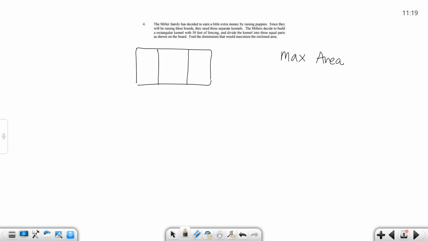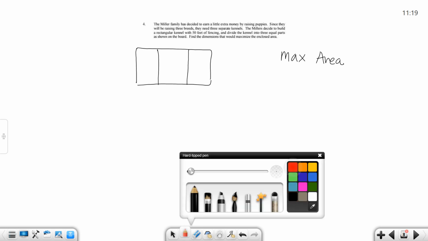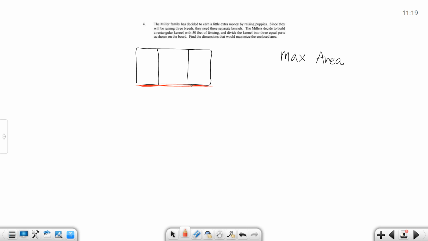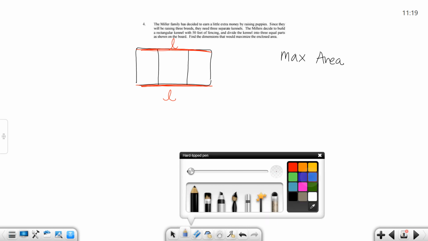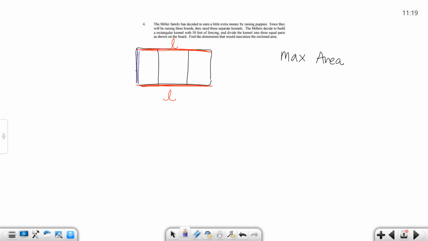Okay, so let's go back to our diagram for just a second. I've got this side and this side. That looks like the longest side to me, so I'm going to call it L. And I also have this side of the rectangle and this side of the rectangle, so I'm going to call that W. But I also notice that this is the same length and this is the same length, so this is also W, W, and W. Now, that's what my picture looks like, and there are my variables.